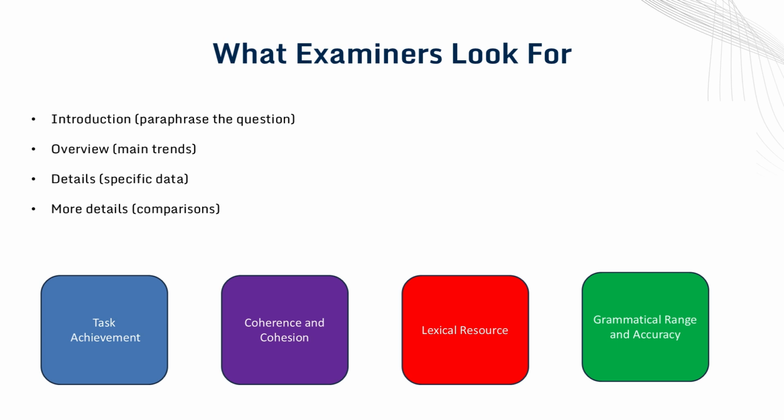This structure keeps your writing clear and meets the coherence scoring criteria. Remember, you're not giving opinions, you're reporting trends, comparing data, and showing key features. The 4 scoring criteria are task achievement, coherence and cohesion, lexical resource, that's vocabulary, and grammatical range and accuracy. So, focus on being clear, accurate, and organized.